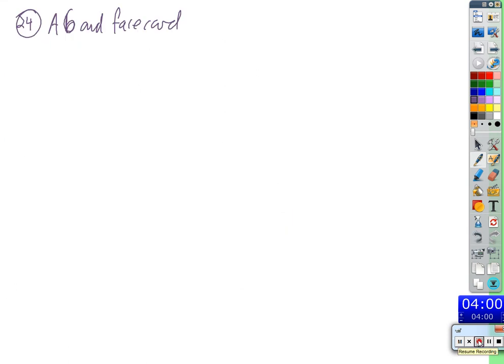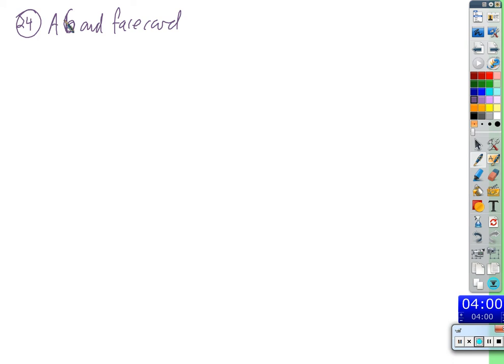Okay, a six and a face card. Now, in this scenario, let's read it. It says, a single card is randomly selected from a standard deck of 52. Find the probability of drawing the given one card. What's the probability that your card will be a six and a face card? Zero. No chance. Zero. Not gonna happen.